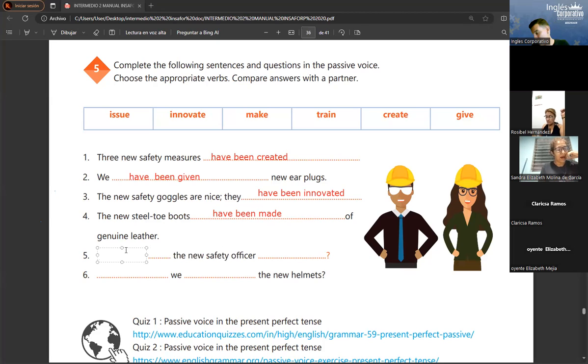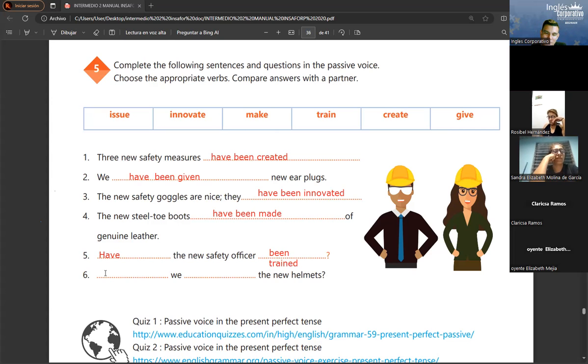Number five. Capital letter. Have. New safety officer issued. Been? Have been used. Issued. Number five? Maybe trained. Si ha sido entrenado. Trained. Have the new officer been trained?